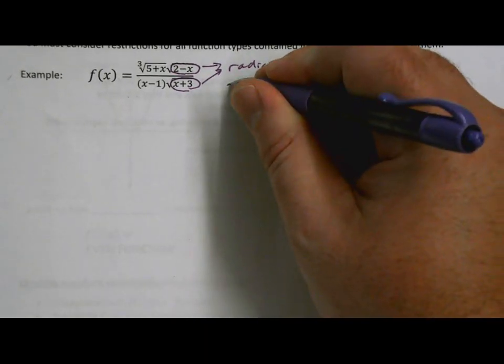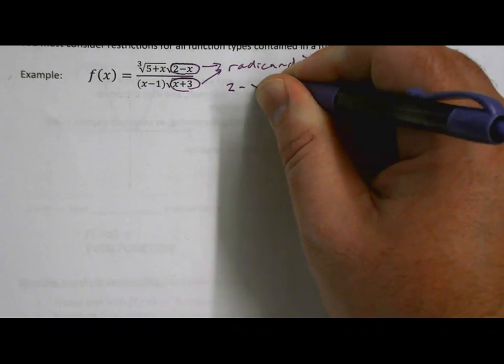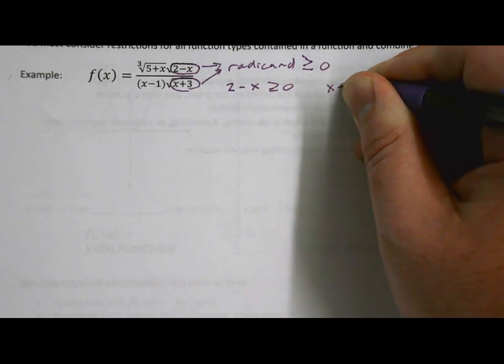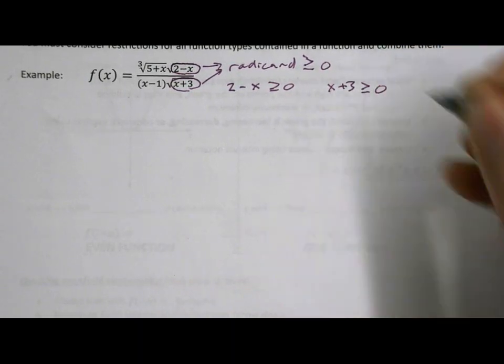Those of you who write out that word radicand greater than or equal to 0, you're going to get to the test and you're not even going to have to think about it. You'll have it down. Now we're going to need two different inequalities because we have two different radicands. So 2 minus x must be greater than or equal to 0, and also x plus 3 must be greater than or equal to 0. And we will solve those two inequalities.